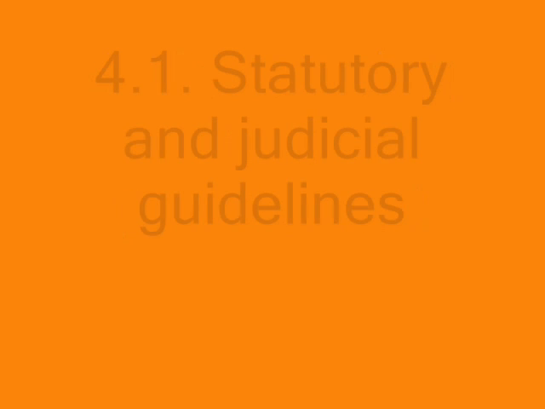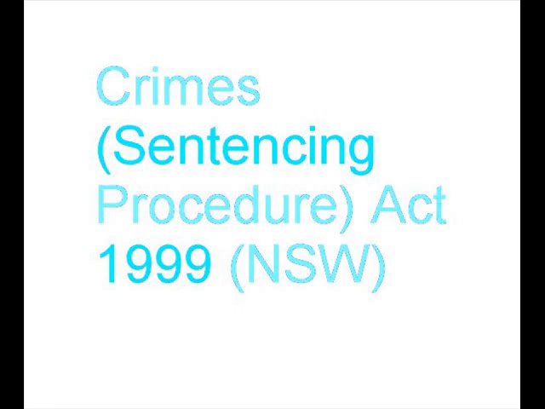Sentencing and punishment. Statutory and judicial guidelines. These are guidelines and laws set to determine what sentences are given, and this is under the Crimes Sentencing Procedure Act 1999, New South Wales.